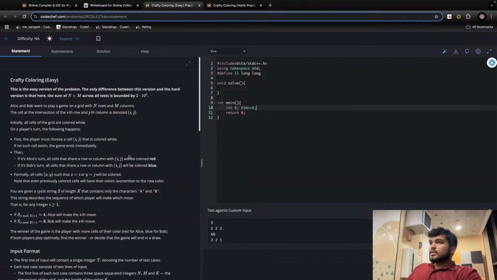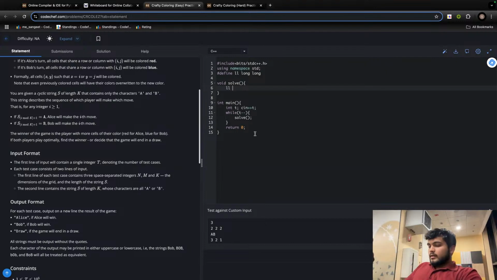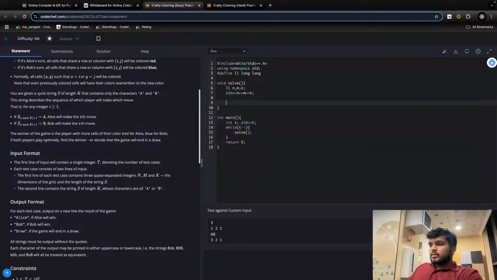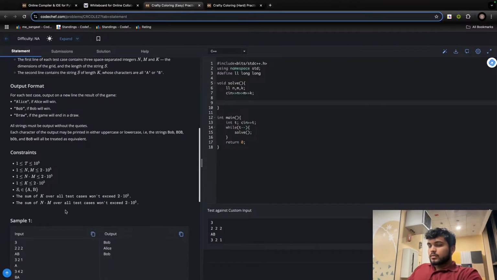Are we solving the easier one or the hard one? Okay. So what is the input structure? We have L, we have N, M, and K. The dimensions are good, okay. And then we have a string, right? Yeah, string s.